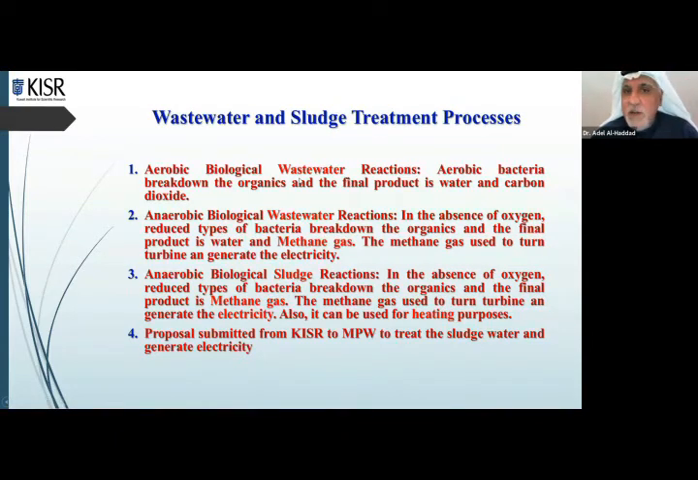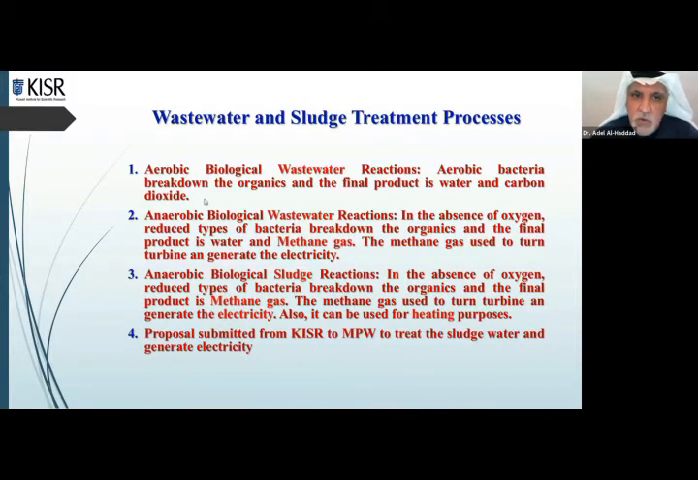In the aerobic biological reaction, we are trying to add oxygen, either through air or pure oxygen, into the wastewater to activate aerobic bacteria to eat the organics and break down these complex organics into simple forms, which are carbon dioxide and water.